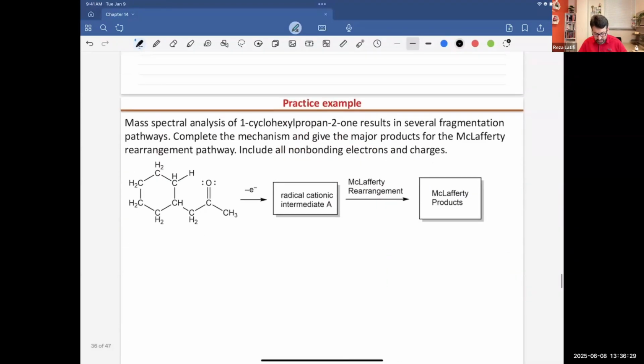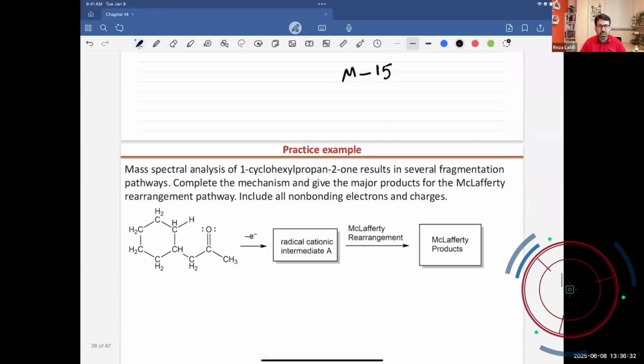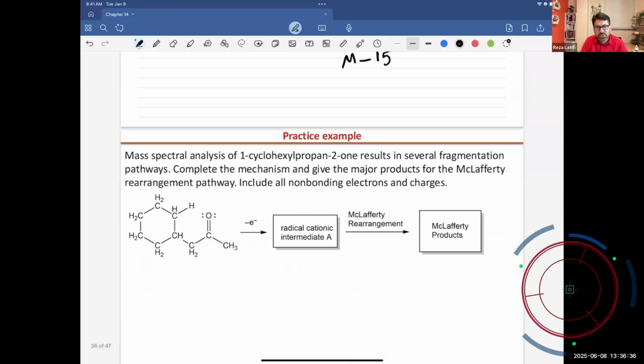Now I do have 2 more examples to practice, but I'm going to keep these 2 examples for the next lecture video. Thank you very much.